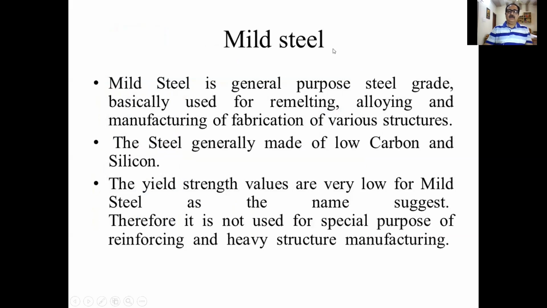If you talk about mild steel, it is a general purpose steel grade, basically used for remelting, alloying, and manufacturing or fabrication of various structures. It can be used in RCC work also. Earlier it was being used in RCC, but nowadays high yield strength steel is being used. The steel is generally made up of low carbon and silicon. The yield strength values are very low for mild steel. As I have mentioned, it is only 250 Newton per mm square. Therefore, it is not used for special purposes or reinforcing of heavy structures. So for heavy structures, we should go for HYSD bars instead of mild steel bars.